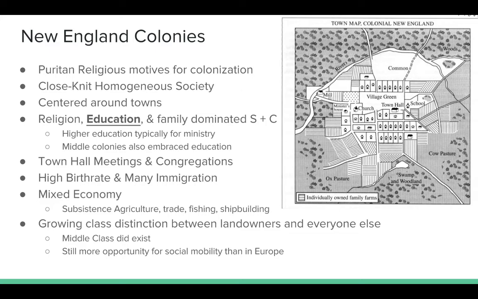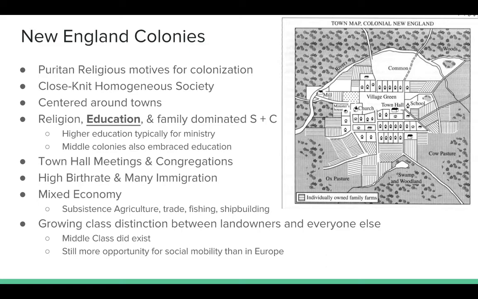There were major societal differences between the New England colonies and the southern plantation colonies. Let's first look at the New England colonies. These colonies were created for largely Puritan religious motives. Initially, the Pilgrims or Separatists arrived and created the Plymouth colony, and they were then followed by the Puritans who created the Massachusetts Bay colony. They arrived for the freedom to practice their religious beliefs, but that does not mean they were tolerant or understanding of other religions. They developed close-knit, homogeneous settlements that were centered around towns and a town hall in each town.